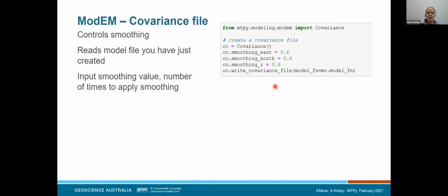Finally, the covariance file. There are a few less things to think about with the covariance file. You can provide it smoothing. You can also give it the number of times to apply smoothing. I haven't shown that in this example here. And you can write the covariance file.